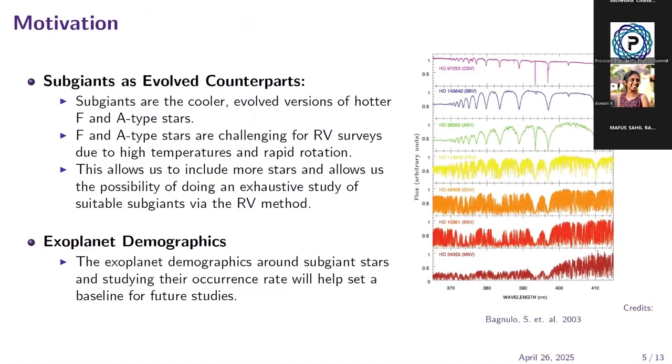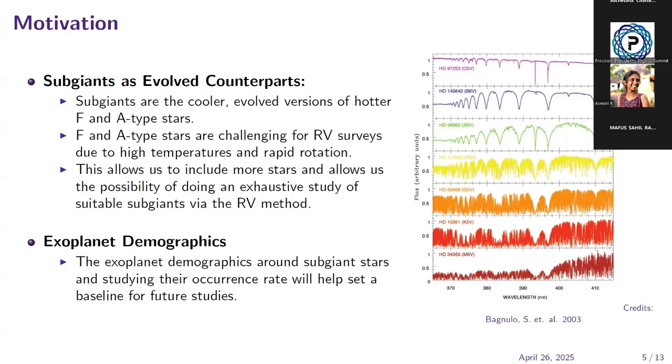So till this date, as I have mentioned in the earlier slides, the most famous surveys like Kepler, TESS, and even now JWST have looked for exoplanets around main sequence stars, stars which are like our Sun. But they have mostly ignored what happens when the stars get slightly evolved and become subgiant stars. So we intend to bridge this gap.